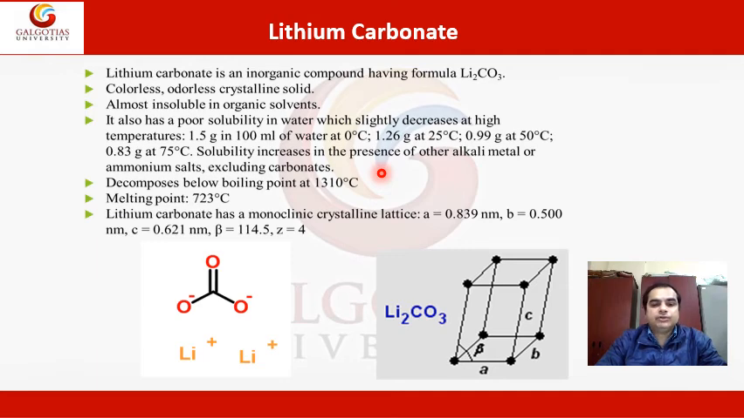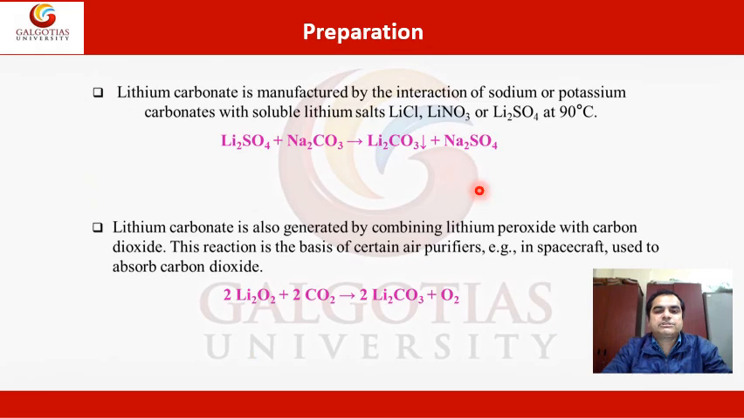It decomposes below its boiling point, that is 1310 degrees centigrade. The melting point of lithium carbonate has a value of 720 degrees centigrade. It has a monoclinic type of structure, in which the lithium, carbon, and oxygen atoms are represented in this case. Now let us discuss some preparation methods of lithium carbonate.